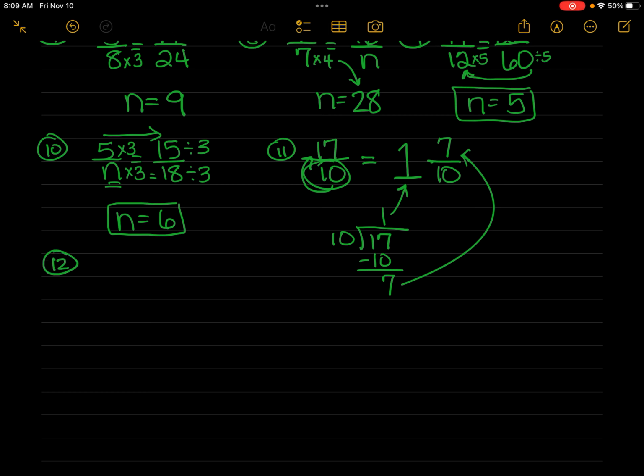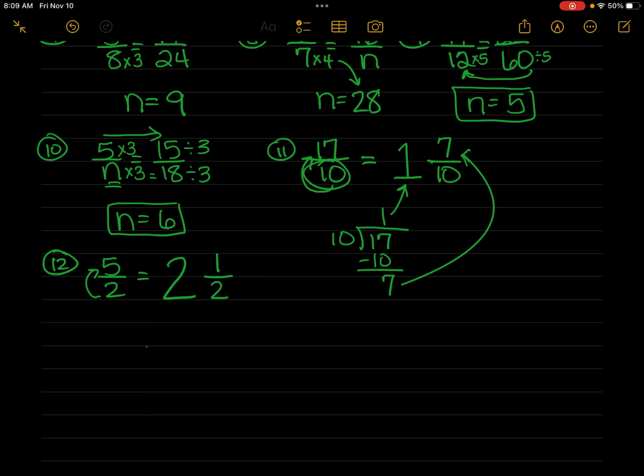Okay, number 12. Number 12 is 5 halves. So another improper fraction. Say 2 goes into 5 how many times? How many 2's are in the number 5? There are 2 2's, right? Now, once you've taken out those 2 2's, which is 4, right? How many are left over? 1, and 2 stays on the bottom.